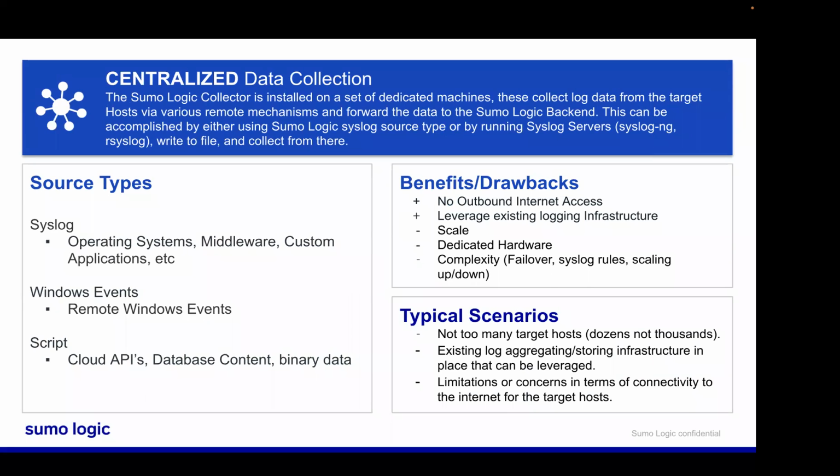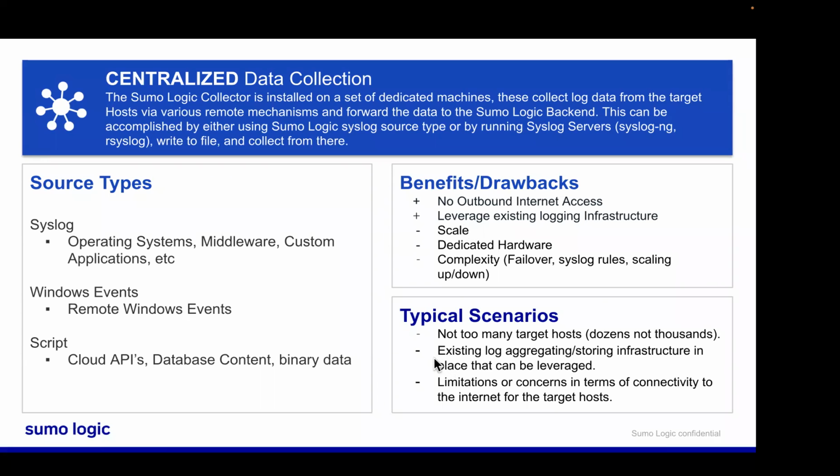Again, installing Sumo Logic on a set of dedicated machines. They collect the data from the targets. So again, maybe your Windows events you're collecting on, or your syslogs, or some database content. Again, some of the benefits and the drawbacks here: there's no outbound internet access, okay? You can leverage any existing logging infrastructure. You can scale it. The hardware can be dedicated and failover. Some of that complexity might be some of the drawbacks, okay?